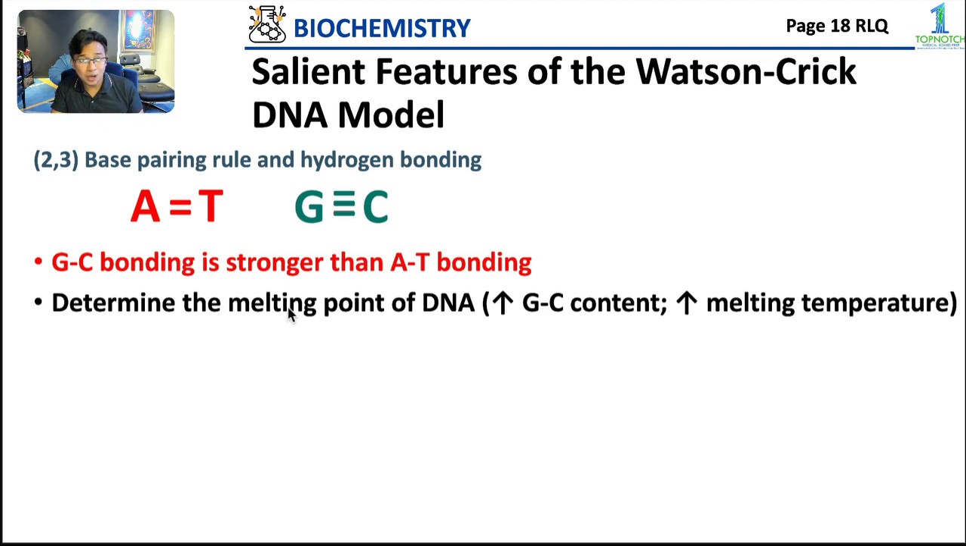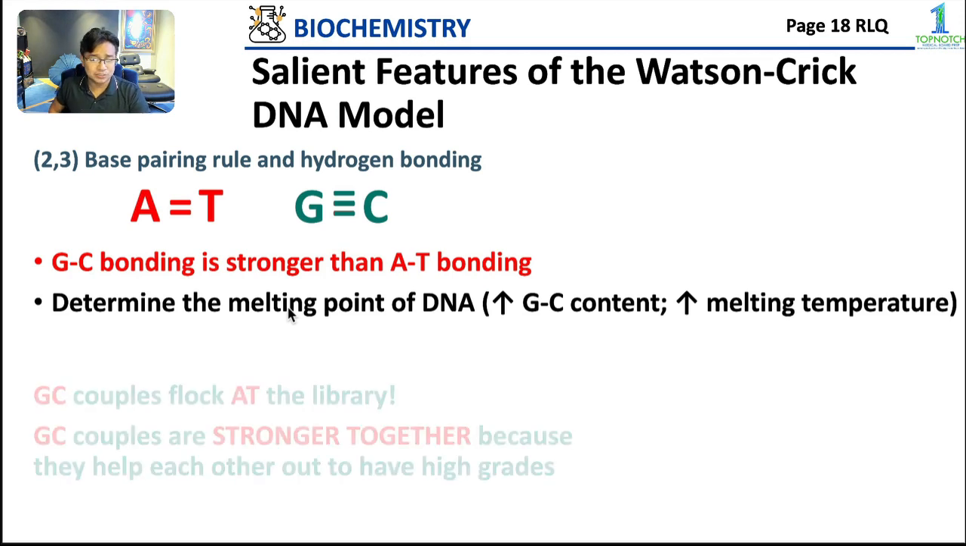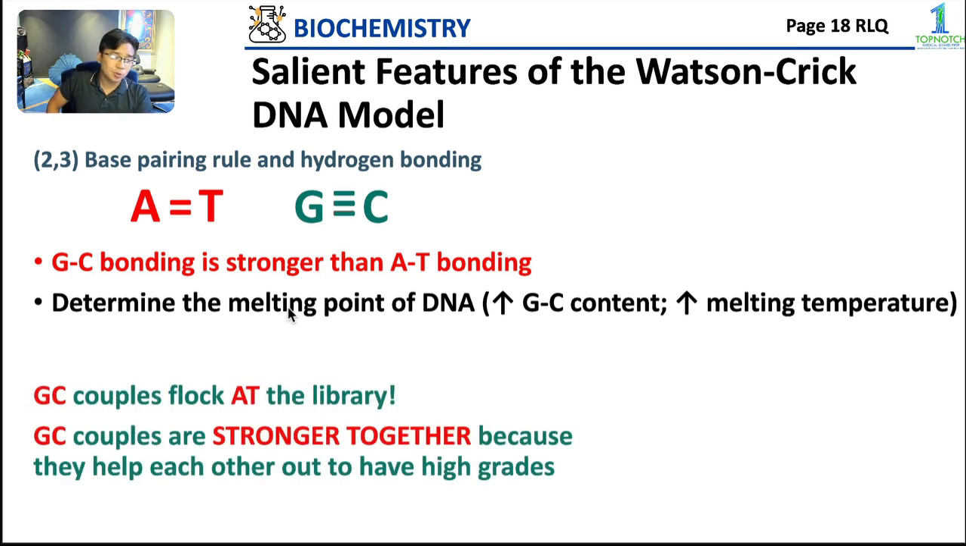The point is, all adenine binds to thymine and all guanine binds to cytosine. Take note that G and C bonding is stronger than A to T bonding because it is more difficult to destroy. A higher GC content in a DNA sample yields a higher melting temperature. It means more temperature is needed to destroy our DNA bonding. For my own personal mnemonic, guys, GC couples flock at the library, and GC couples are stronger together because they help each other out to have higher grades.